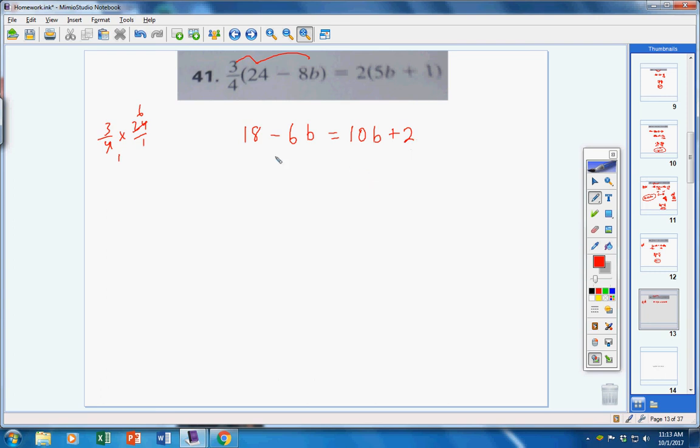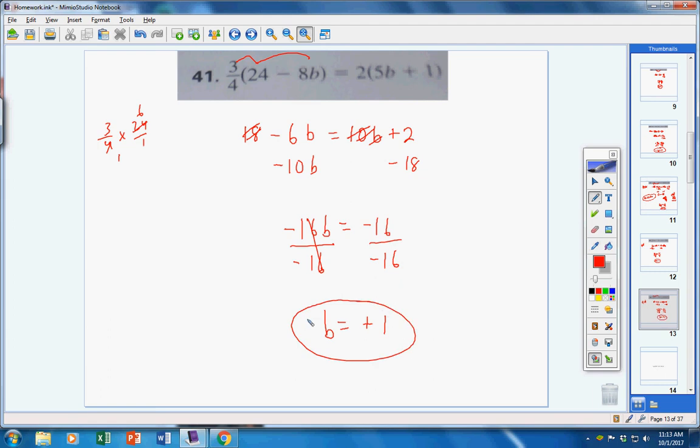Next step, eliminate fractions. Next step, variable terms on one side, constant terms on the other. We end up with negative 16b equals negative 16. You owe 18, you pay off 2, you still owe 16. Now, in order to get b by itself, we divide both sides by negative 16. These cancel. B equals positive 1. And that is the correct answer.